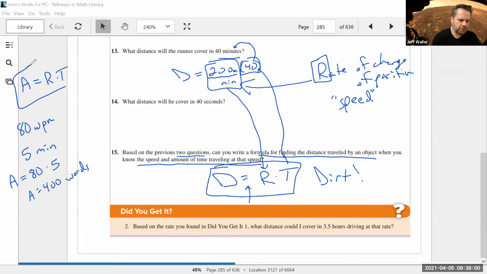So this is the more general formula. I just put an A there for amount. But when we're talking about amount of distance traveled, we use D for distance instead. That's where the D equals RT comes from.